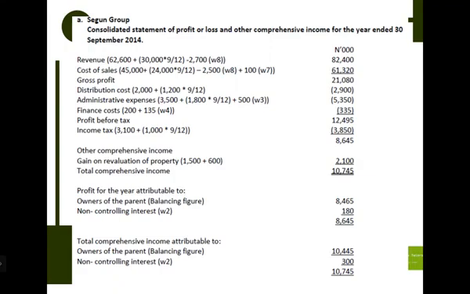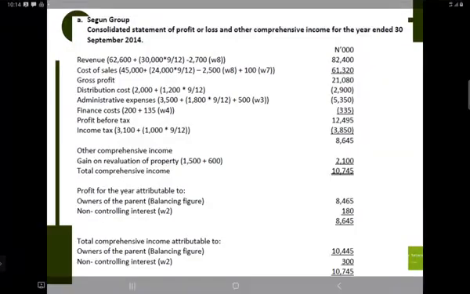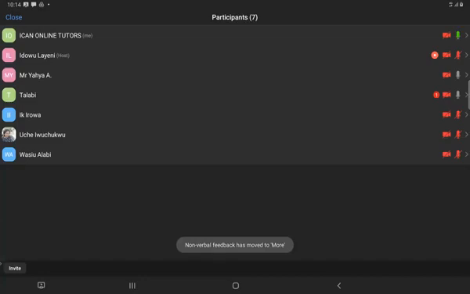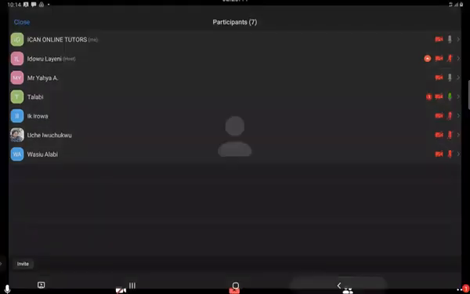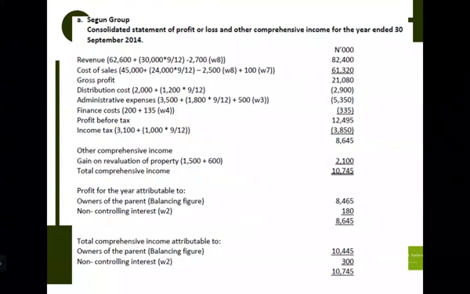But remember, everything you are doing here, you have to multiply it by 9/12 when it concerns that of the subsidiary. You can't just add directly and you cannot remove directly. All the figures given to you, you have to multiply by 9/12. Is that taken?